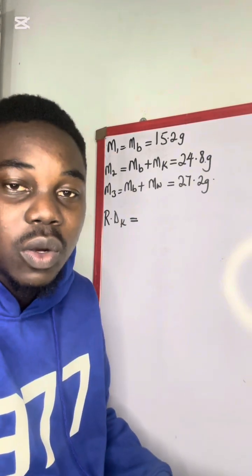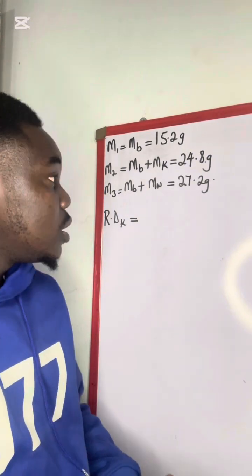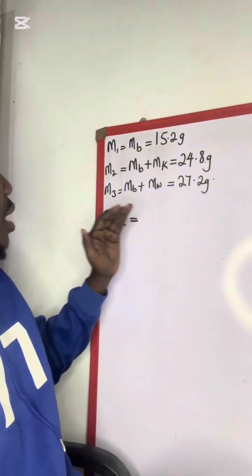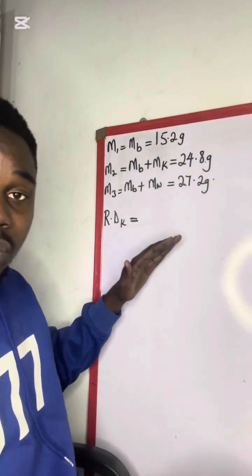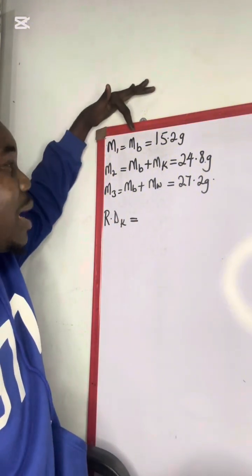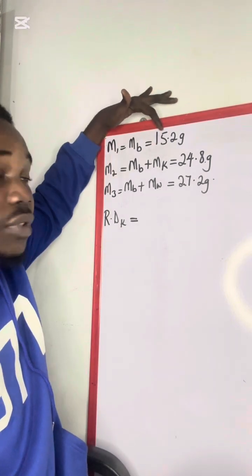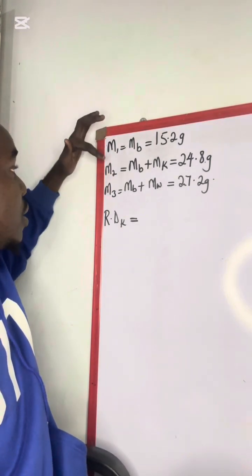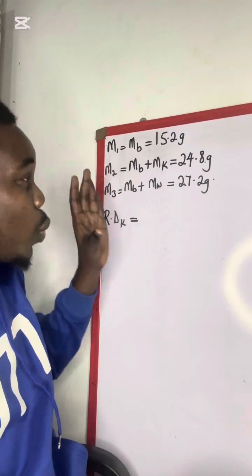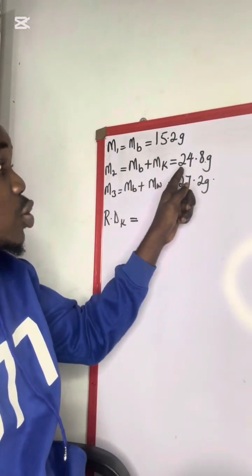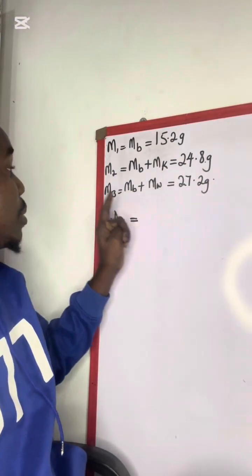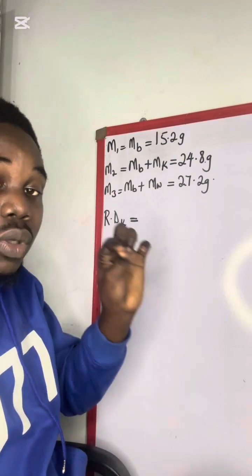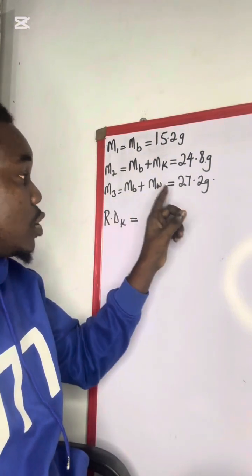Now, how do we solve that question? Come back to the board. Now, I've brought out the parameters that the question gave to us. We have the mass of the empty density bottle, 15.2 grams. We also have the mass of the bottle when filled with kerosene as 24.8 grams, and the mass of the bottle when filled with just distilled water as 27.2 grams.